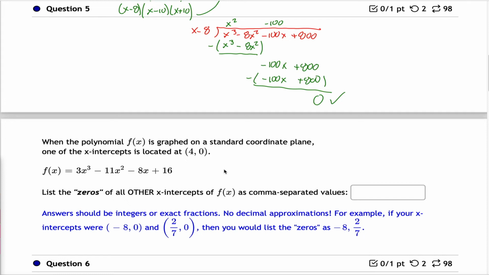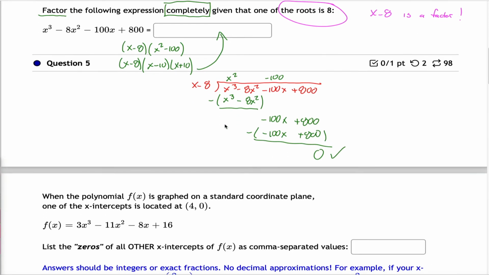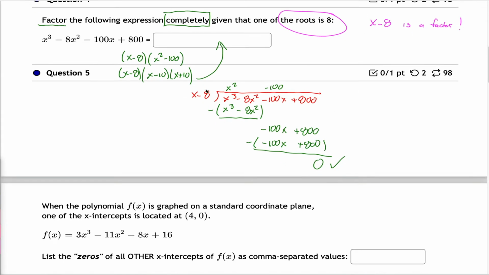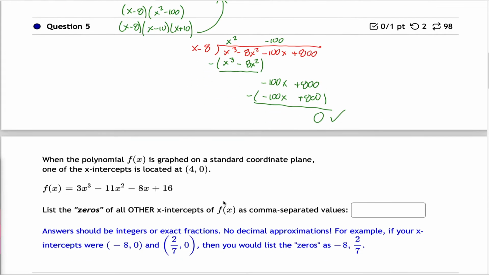Question 5 is a lot like question 4. The only difference is they give you the information in a slightly different way. Up here, it said one of the roots is 8. Therefore, I know that x minus 8 is a factor. Polynomial long division, factor, I'm done.